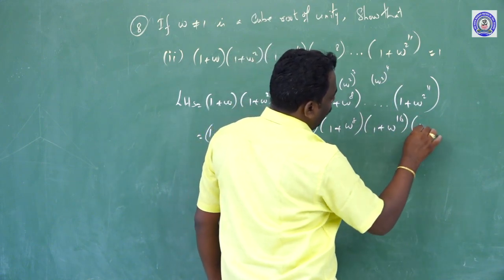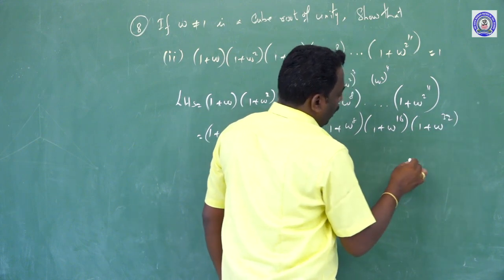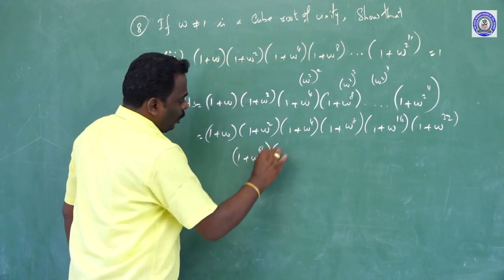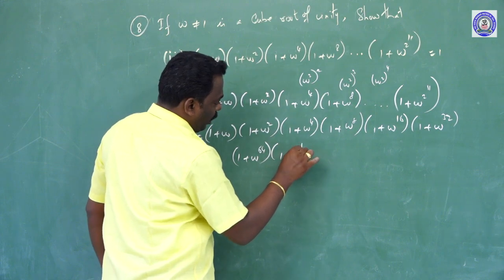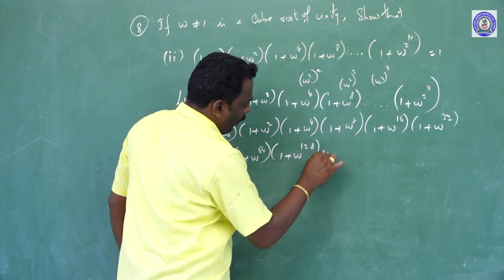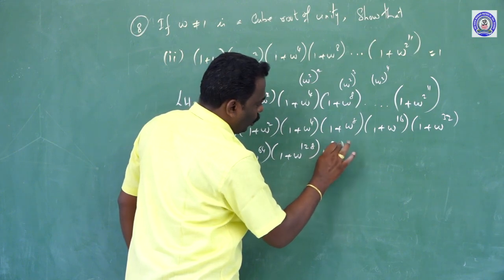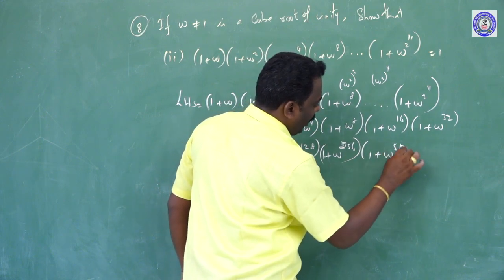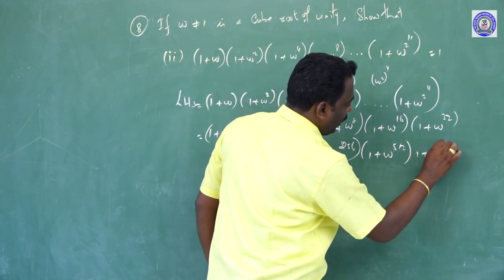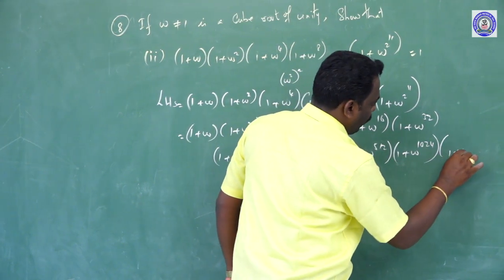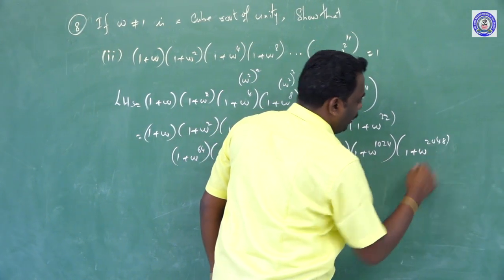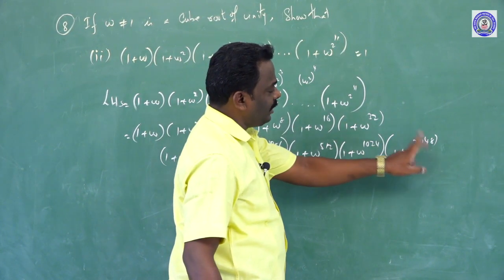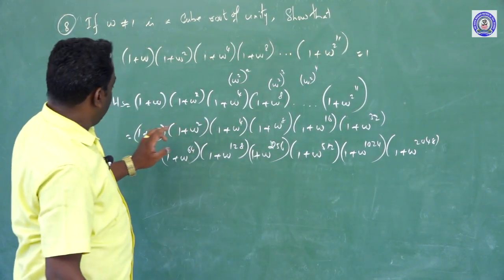Therefore 16, then (1 + ω^32) is 32... then (1 + ω^60)... next term (1 + ω^120), which is 8, and (1 + ω^500), and so on, (1 + ω^1000), which is 24, then (1 + ω^2000), which is 48. That is, multiplying by 2 eleven times gives 2048. And what is this explanation?